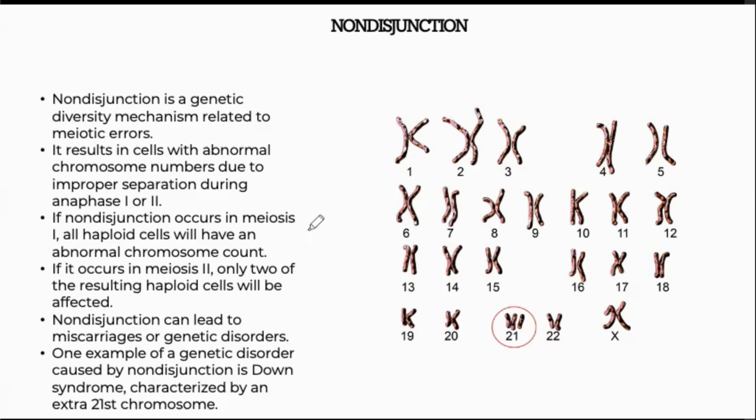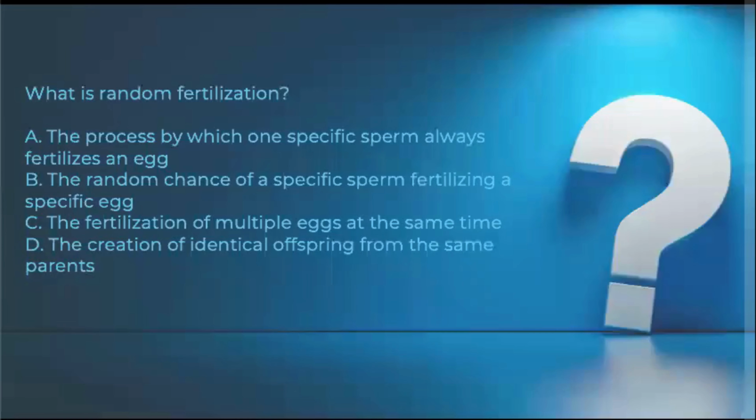If nondisjunction occurs in meiosis 1, all the haploid cells will have an abnormal chromosome count. If it occurs in meiosis 2, only two of the resulting haploid cells will be affected. Nondisjunction can lead to miscarriages or genetic disorders. A common one is trisomy 21, where the 21st chromosome is affected by having an extra chromosome attached to a pair. So essentially, there's three chromosomes characterized by the extra 21st chromosome, which is also known as Down syndrome. So that's just an example of how nondisjunction exists.